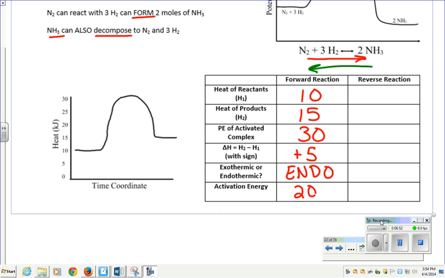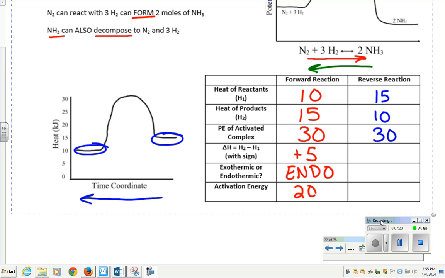For our reverse reaction, this is now going to be our reactant. We are running this simply in reverse. So our energy of our reactants now would be 15. Energy of our products is where we end up, or 10. Potential energy of our activated complex is 30 no matter which direction you're going in. That's the highest place you got to get to.